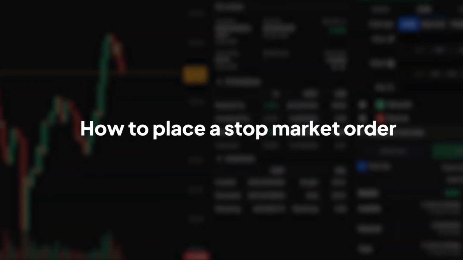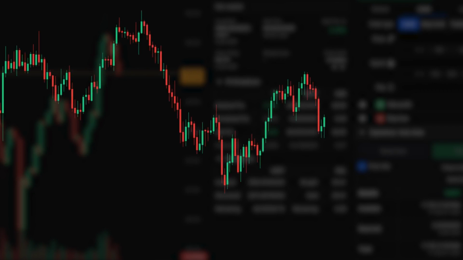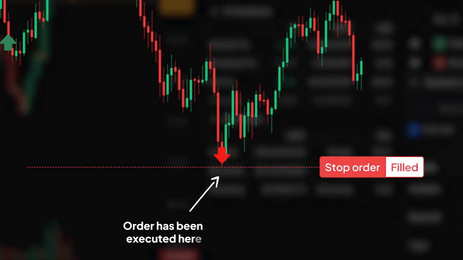Today, we're going to delve into how to place a stop market order, a vital tool for risk management in your trading strategy. In this video, we'll explain what a stop market order is and guide you through the steps of setting one up in Altrady. A stop market order is an order to buy or sell a cryptocurrency at the market price once the coin reaches a specified stop price. It's about automatic execution at market conditions to limit losses or secure profits.